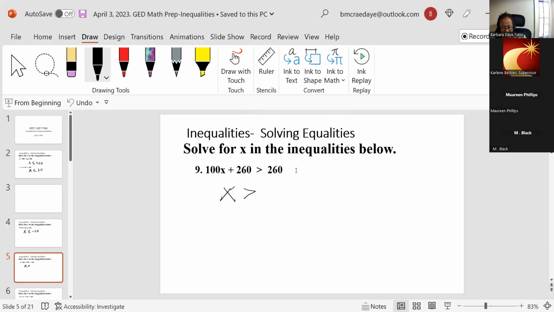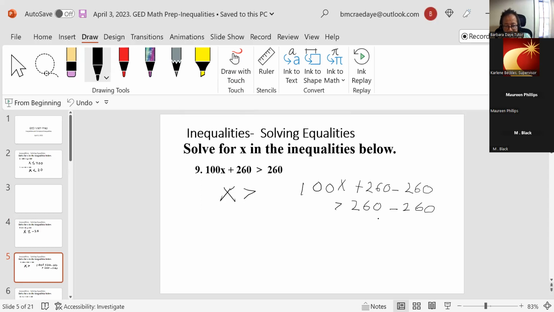So what do we have? Your first step, let me just put it here. You have 100x plus 260 greater than minus 260, and all of that is greater than 260 minus 260. Is that what you got?